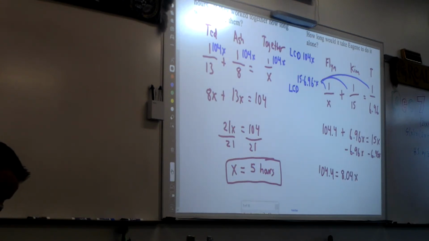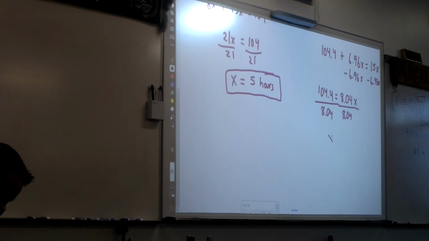Okay, cool. Alright, so then let's just divide both sides by 8.04, and I need someone with a calculator to help me out there. 104.4 divided by 8.04, what does that give us for x? Like 12-ish. Okay, so basically 13. Awesome. So if Eugene were to do this by himself, it would take him 13 hours.